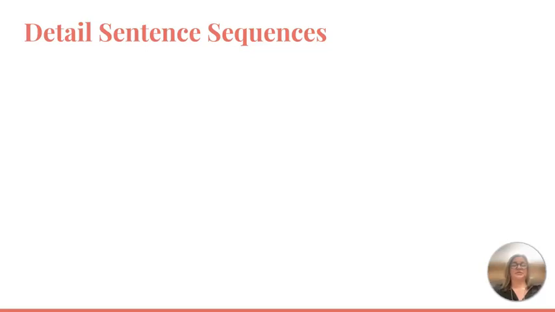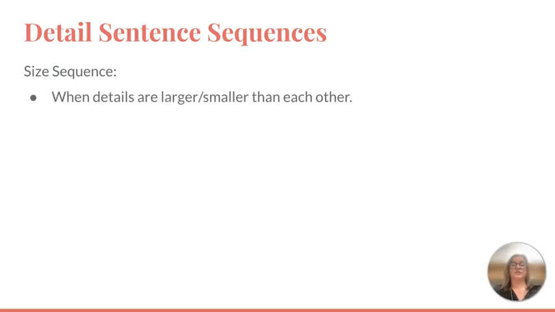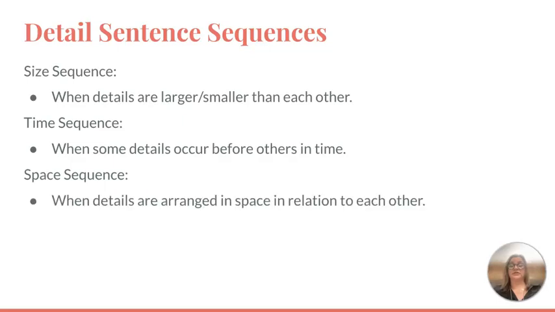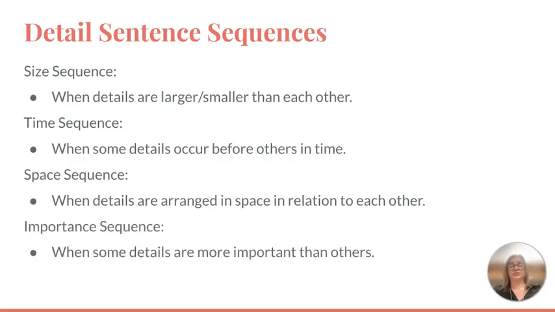Okay, let's talk about detailed sentence sequences. There's such thing as a size sequence, when the details are larger or smaller. There's time sequence, when some details occur before others in time. There's space sequence, when details are arranged in a space and they're related to each other. And then importance sequence, when some of your details are more important than other ones.